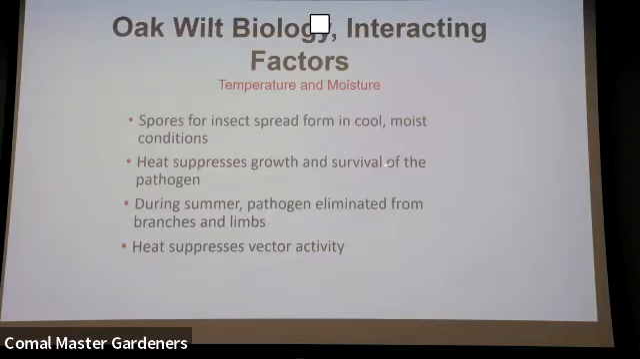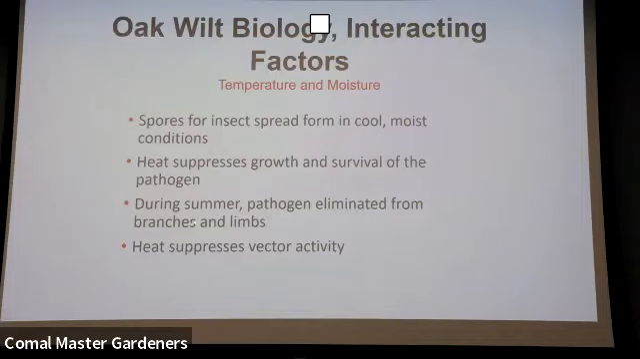Heat suppresses growth and survival of the pathogen. So here's another influence. By the time the end of May, June comes along, things really start shutting down with oak wilt. You get into July and you don't see a lot of new spread from one tree to the next. Like I say, the fungus just kind of goes quiescent in the root systems. It doesn't move along quite as quickly because it needs to work its way up into the tree, and heat will suppress that kind of growth.